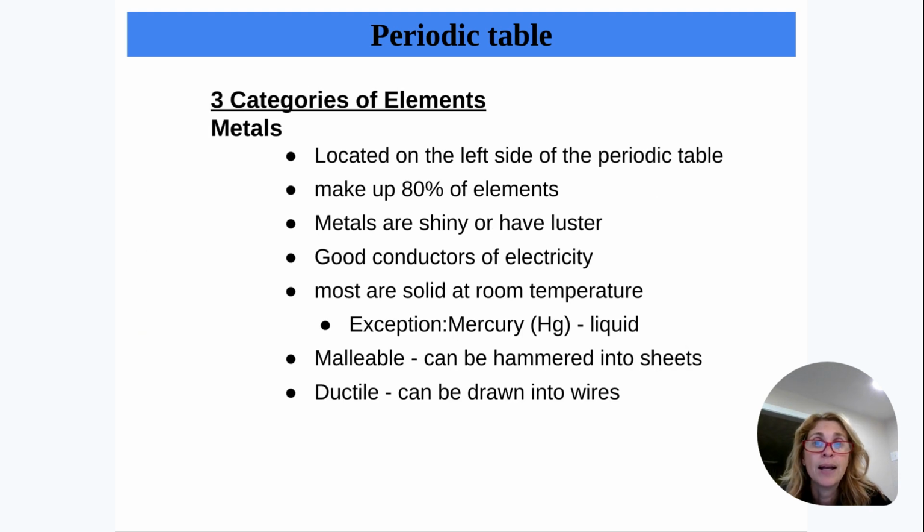We can categorize elements on the periodic table as metals, nonmetals, or metalloids. Metals make up 80% of the elements, and they're found on the left side of the periodic table all the way to the staircase, with the exception of hydrogen. They have some similar characteristics or properties. Metals are shiny or lustrous. They're good conductors of heat and electricity. Most of them are solid at room temperature, with the exception of mercury, which is a liquid. They are malleable, that means they can be hammered into sheets, or ductile, which means they can be drawn into wires.